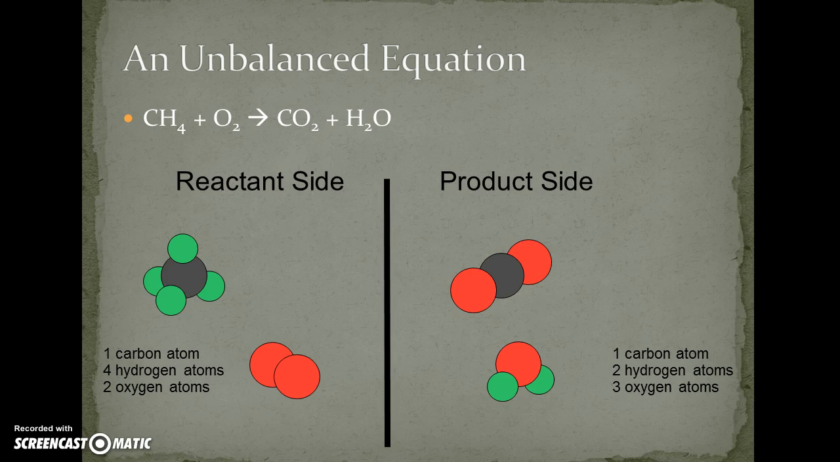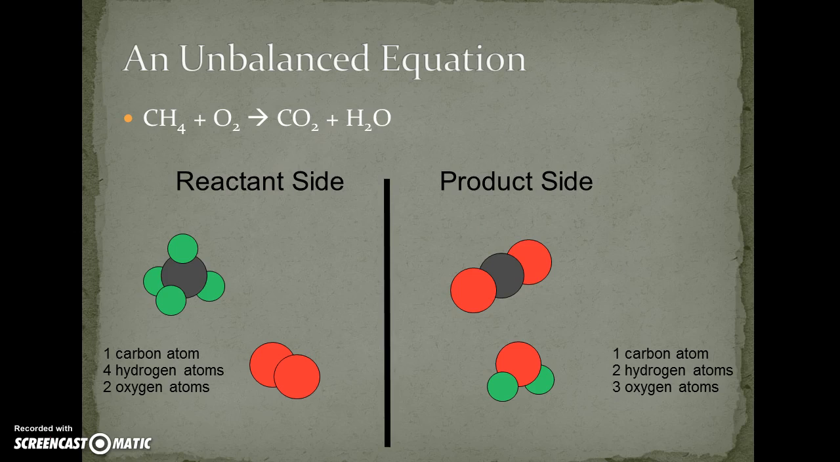Now, it might look great to you right now, but if we count up everything, we know we don't have the same amount of stuff on each side. So we have 1 carbon on both sides, so that's good. But on one side, we have 4 hydrogens. On the other side, we have 2 hydrogens. And then on the left side, we have 2 oxygens, and on the right side, we have 3 oxygens. So we have to figure out what happened to some of our oxygens and hydrogens in this reaction.